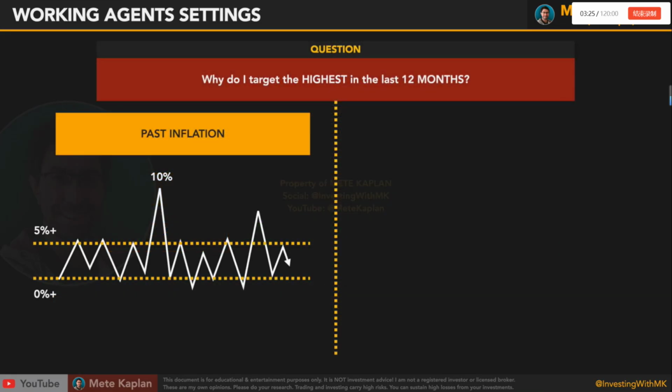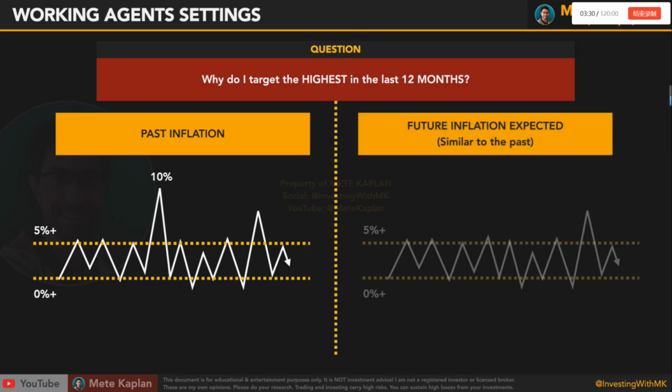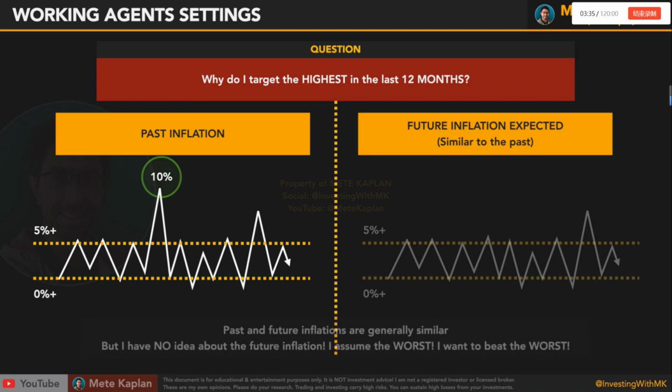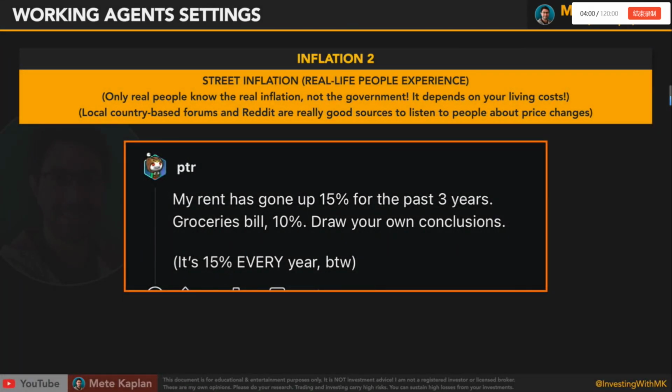Now, why do I take the highest number in the last 12 months? Because none of us knows the future. Yes, we expect the inflation numbers to be similar to the past year, but we have no idea what will happen in the future. What I try to do here is beat the worst inflation that happened in the last year, if it happens again next year. I assume the worst and try to beat the worst. Simple as that.